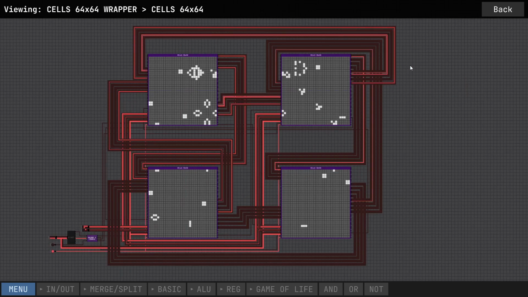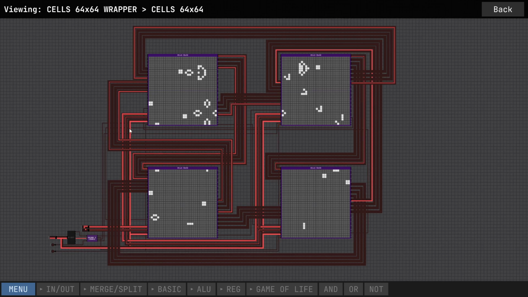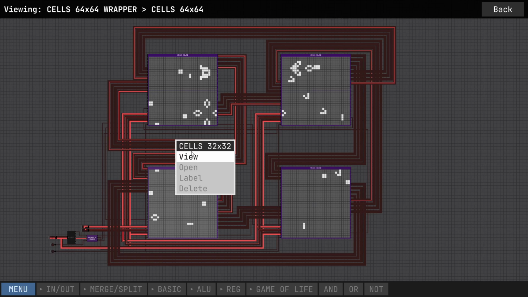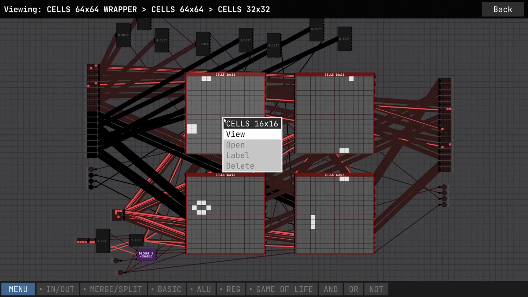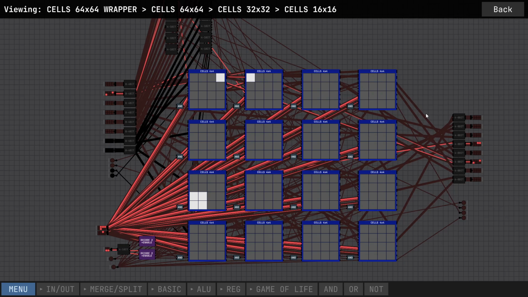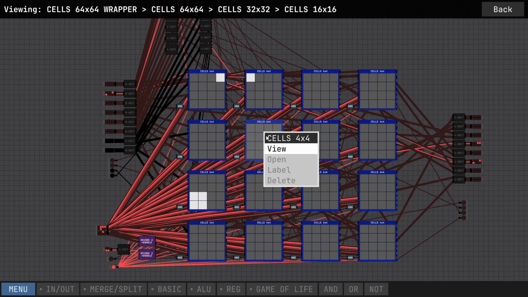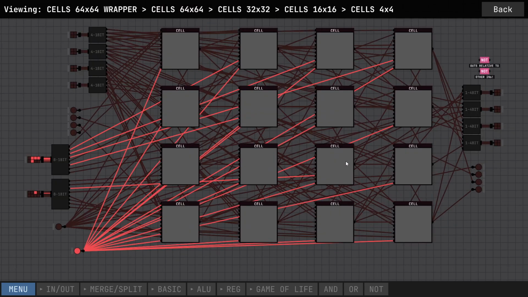Back here, I didn't do that anymore because I got lazy, but theoretically one could also scale it up even more. And then those 16 by 16 cells just consist of the 4 by 4 cells with an even worse wiring. And then the 4 by 4s are somewhat simple again. This down here is the clock, by the way.